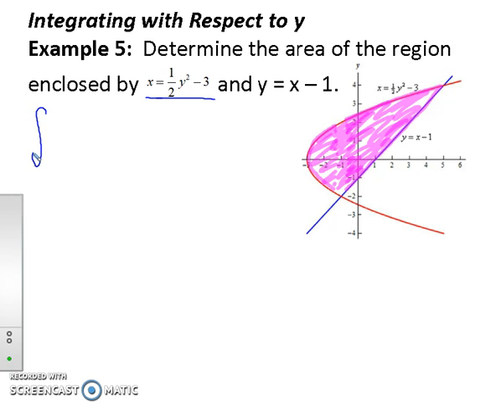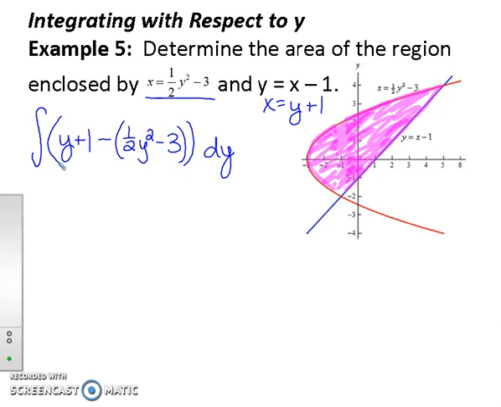The only thing is, though, that I'm integrating this with respect to y. So that means my integral will have a dy in it, which means all of my equations need to be written in terms of y. Well, that's all well and good for the parabola because it's written in terms of y. The line, though, is not written in terms of y. I need it to say x equals something. Luckily, that's easy to do. The line is x equals y plus 1. So if I'm going to do my right function minus my left function, that's what it would look like.